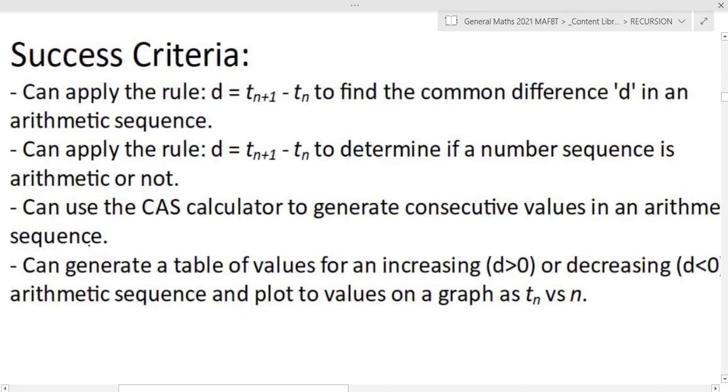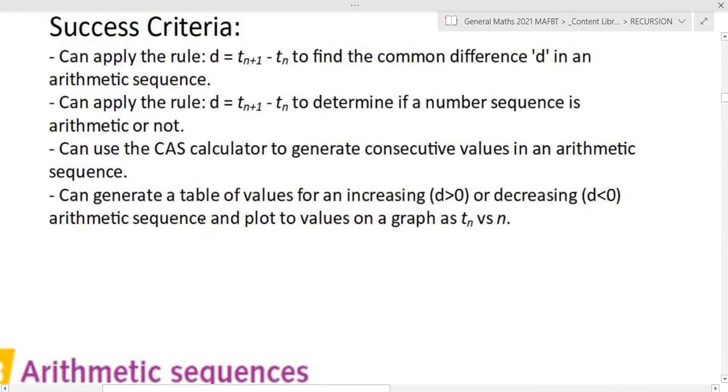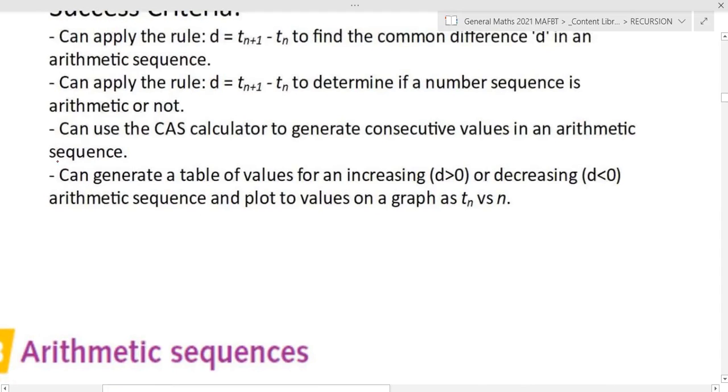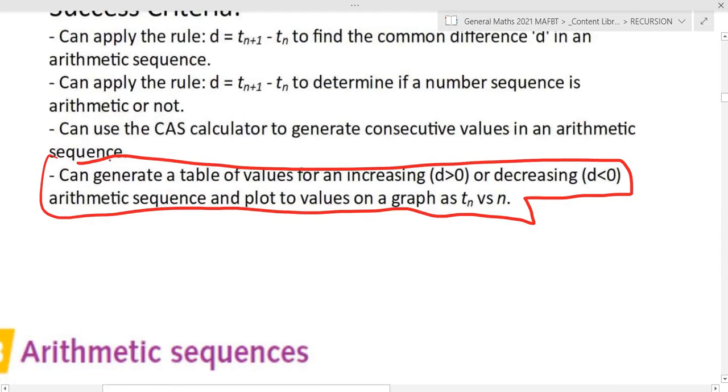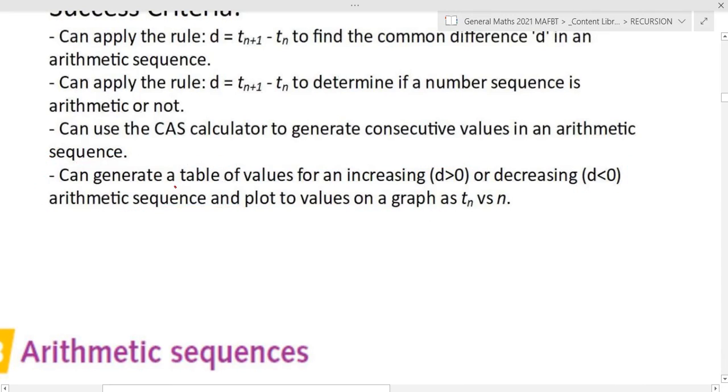And then we're going to use a CAS to find the next few numbers in a sequence. So we're going to use a CAS a lot today. Not too much, but we'll be using it. And then also table of values. Okay, we're going to include that here.